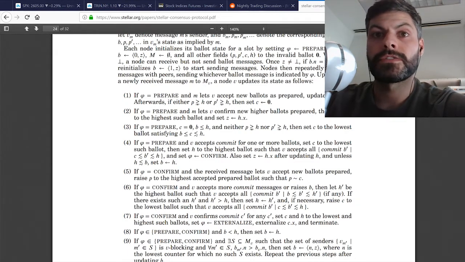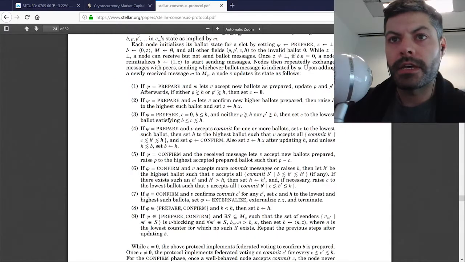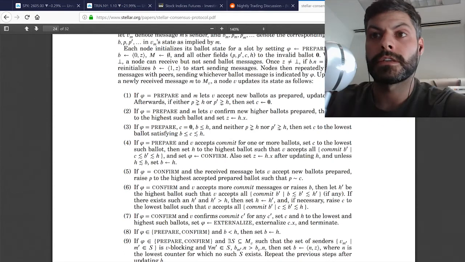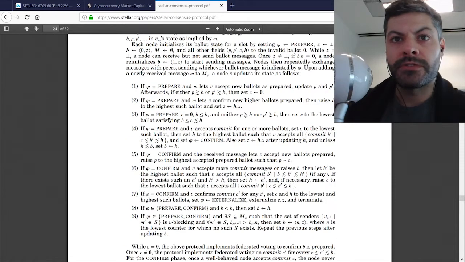If there exists such an h′, and h′ is greater than h, then set h assigned to h′, and, if necessary, raise c to the lowest ballot such that v accepts all elements commit b′ for which c is lesser than and compatible to b′, which is lesser than and compatible to h. 7. If φ equals confirm and v confirms commit c′ for any c′, set c and h to the lowest and highest such ballots. Set externalize assigned to φ, externalize c.x, and terminate.